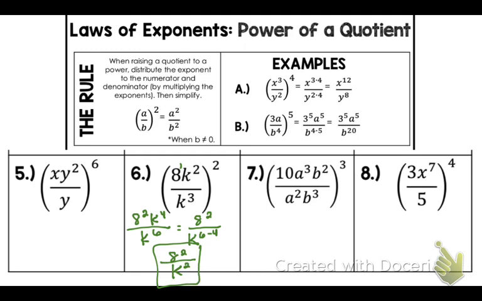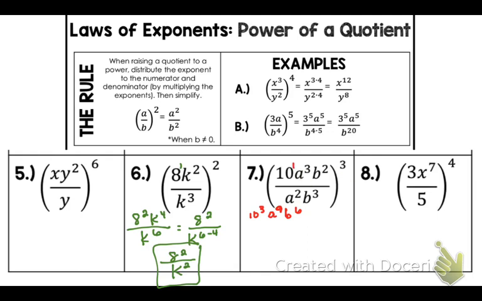Let's go ahead and look at number 7. For number 7, I'm going to have 10 to the third power, a to the sixth power, and b to the ninth power, over a to the ninth power and b to the sixth power. All I'm doing is multiplying.